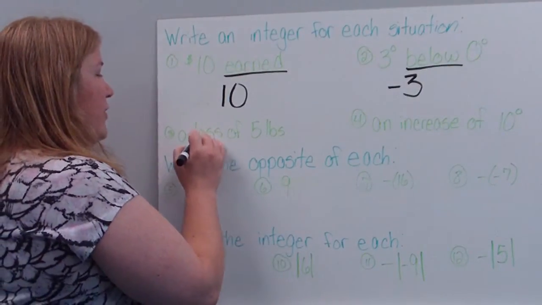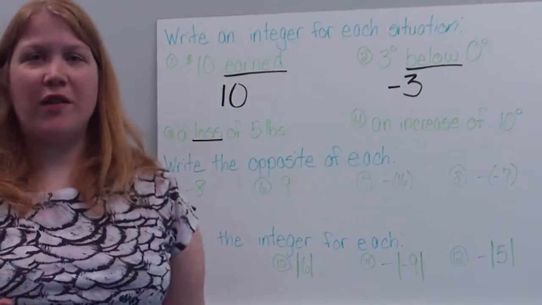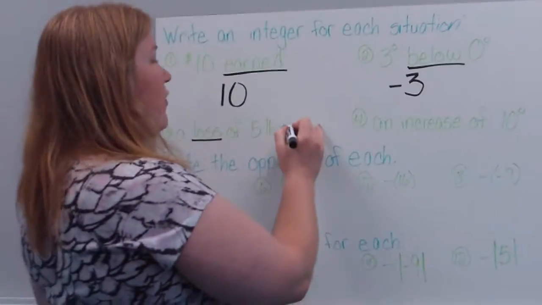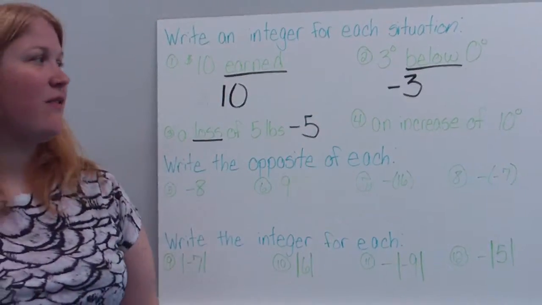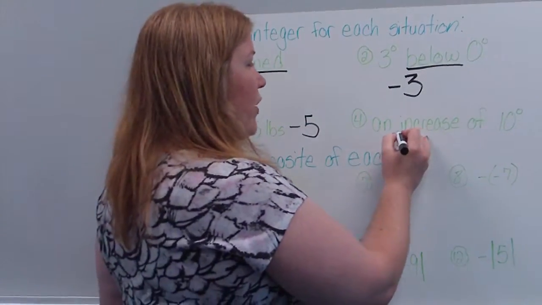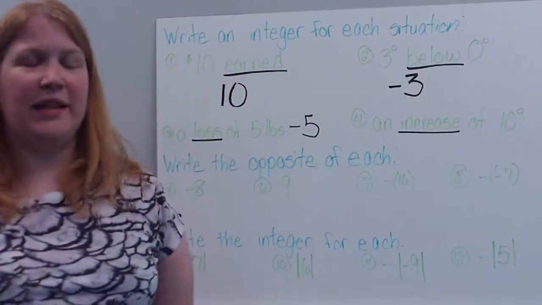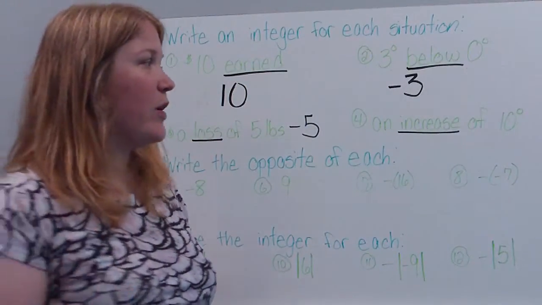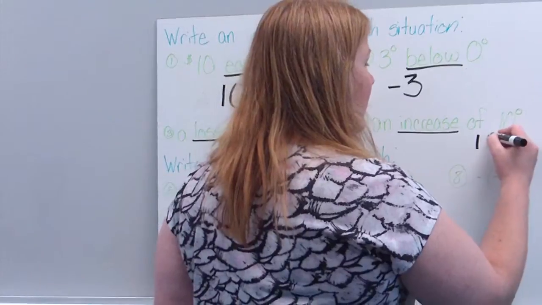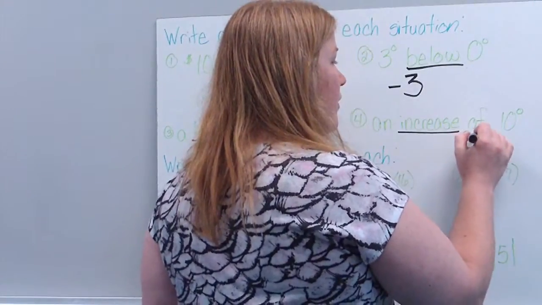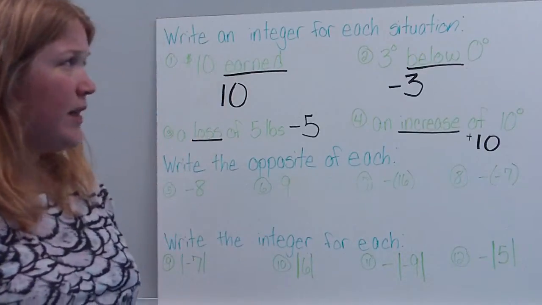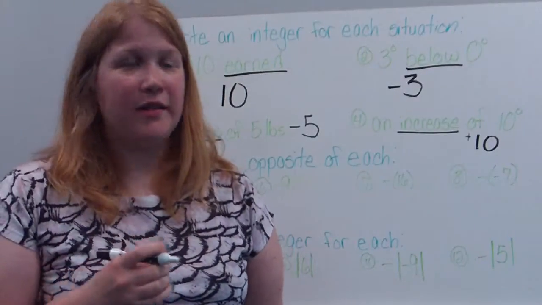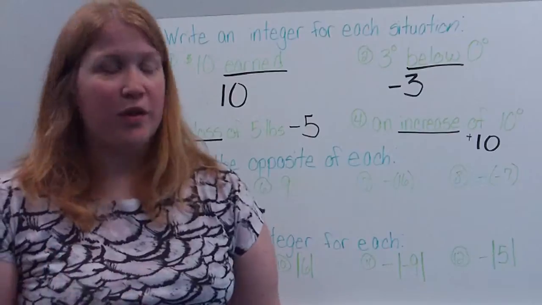A loss of 5 pounds. Again, you see the word loss. When you hear loss, you think of negative or less. So how would I represent that? -5. An increase of 10 degrees. Increase tells me it's going up. It's going to be a positive number, positive 10. Again, you don't need to write the positive, but you can if you like to. So that's just writing the number based on the words that were given.